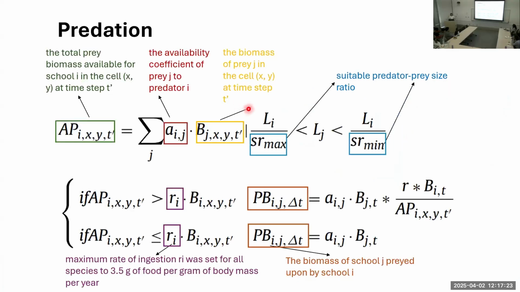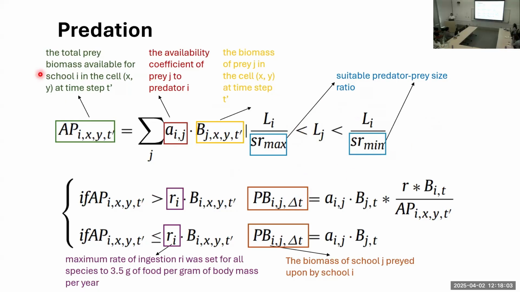Here is the equation that shows how the OSMOSE model simulates the predation process. The left side of the equation shows the total prey biomass that's available for the predator, which equals the product of the availability coefficient and the biomass of the prey, and then summed for all of the prey available to the predator. This equation only applies when certain conditions are met here. The prey size needs to be within a certain range, which is defined by the maximum and minimum prey and predator size ratios.